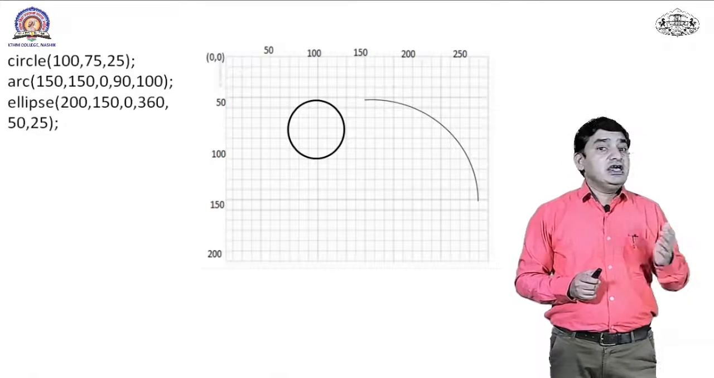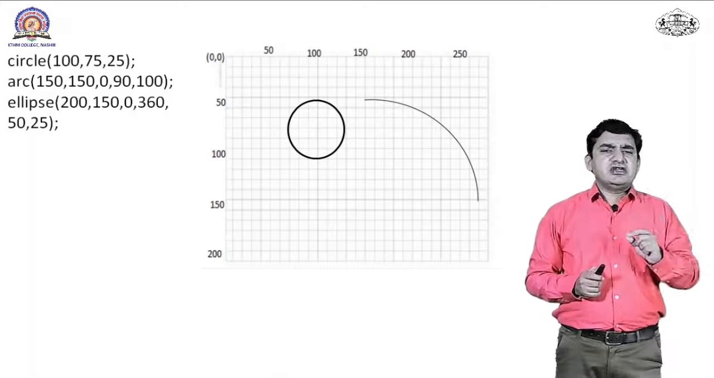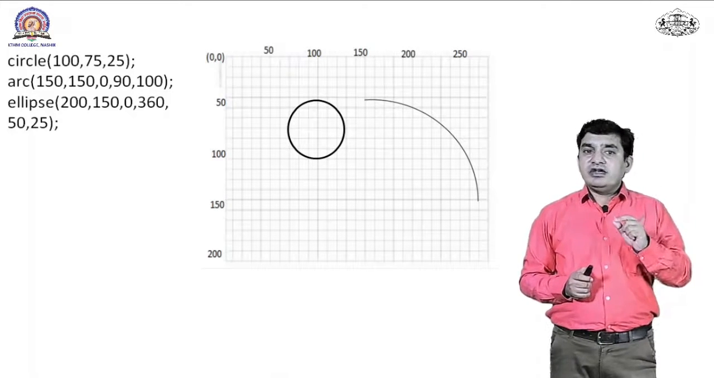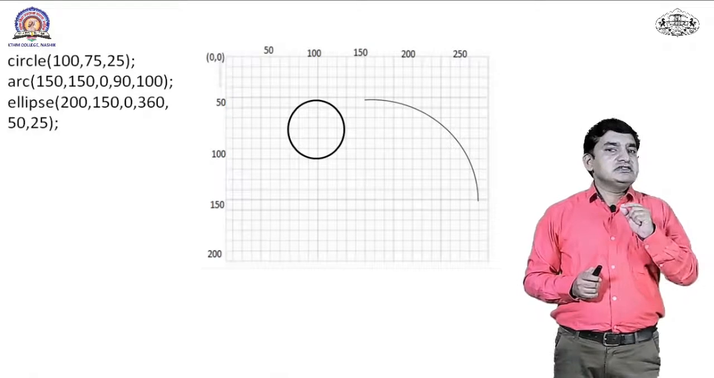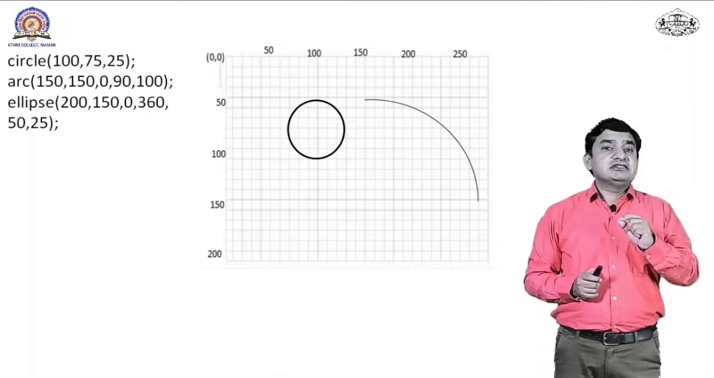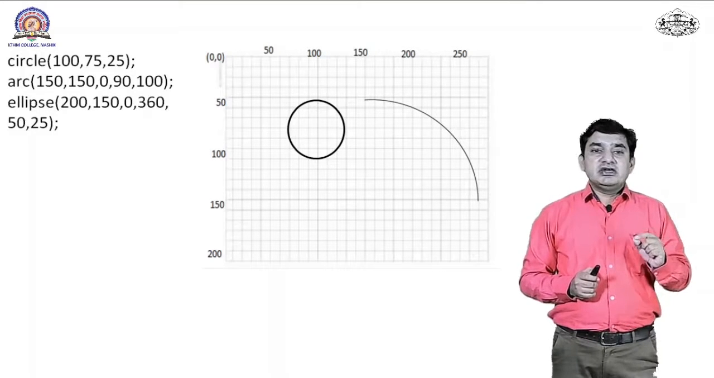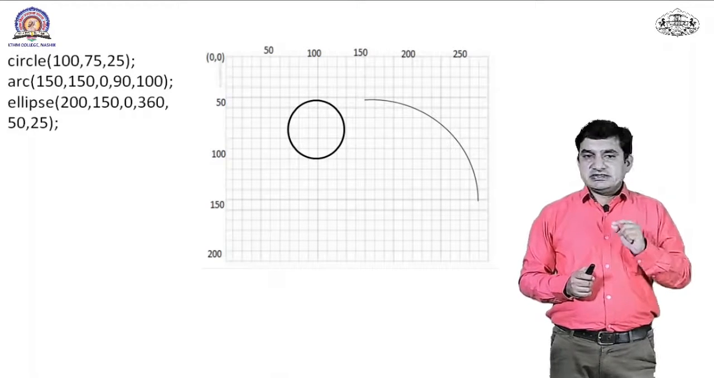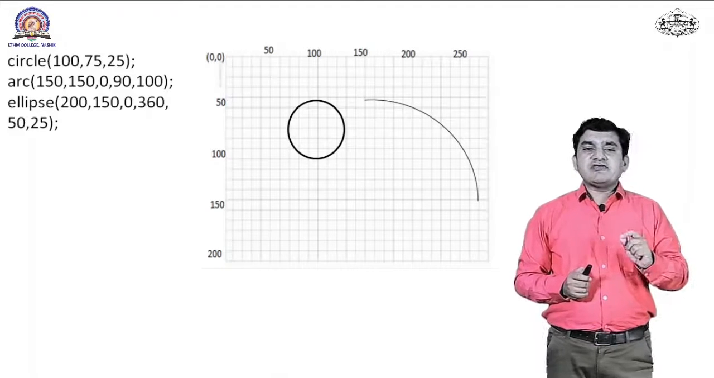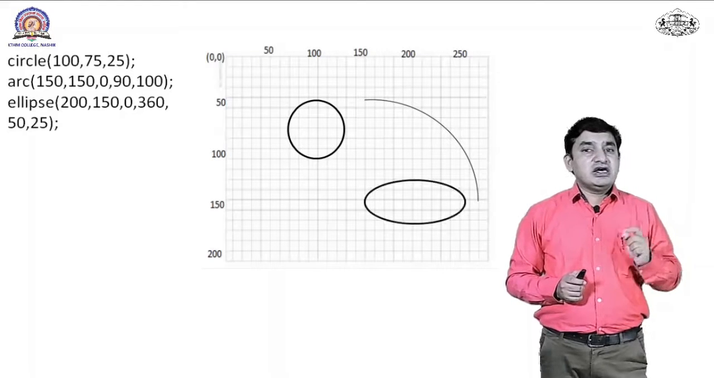Next is the ellipse. The ellipse has a center with coordinates 200, 150. 0 is the starting angle of the ellipse, 360 is the end angle of the ellipse, 50 is the radius along the semi-major axis, and 25 is the radius of the ellipse along the semi-minor axis. So, the ellipse is like this.